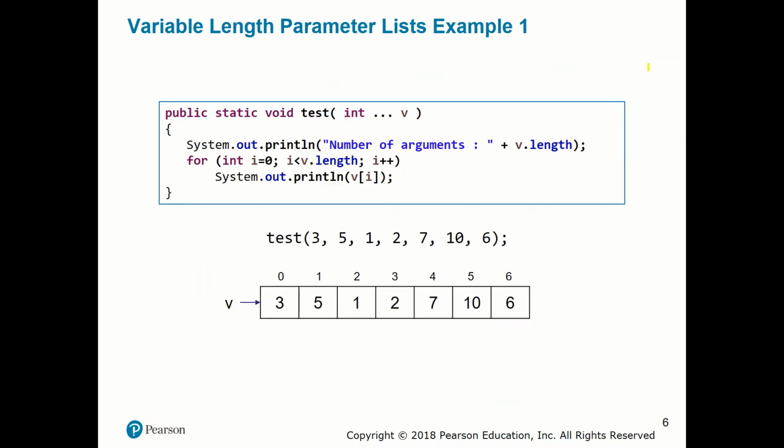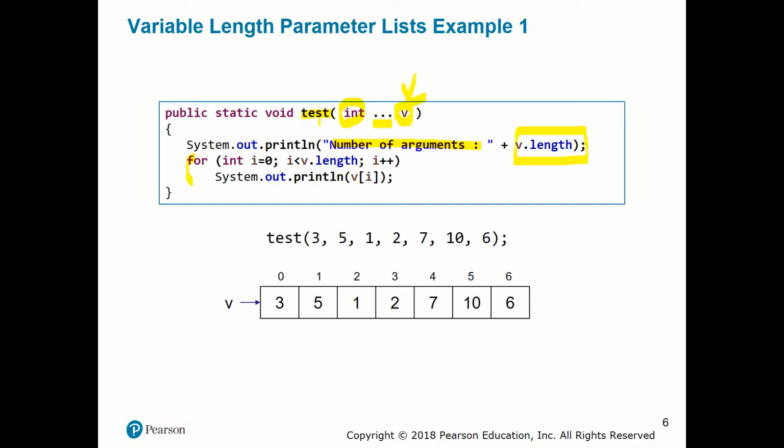Here is an example. This is a test method, and see int and ... and v. This means that any number of integer values can be passed to v. Okay. Then the number of arguments will be printed out with a length. Actually, this is an array. Okay, this is an array. And this is the loop that prints out the array. Okay, print out the elements of the array v.